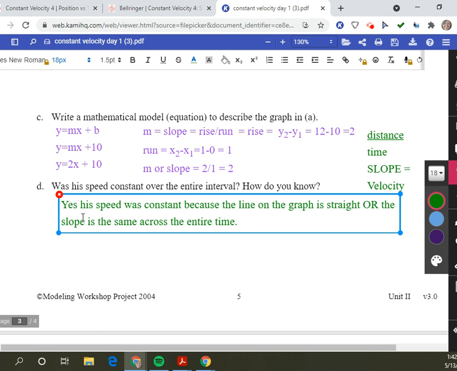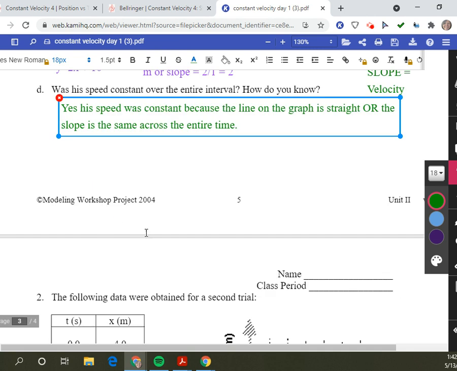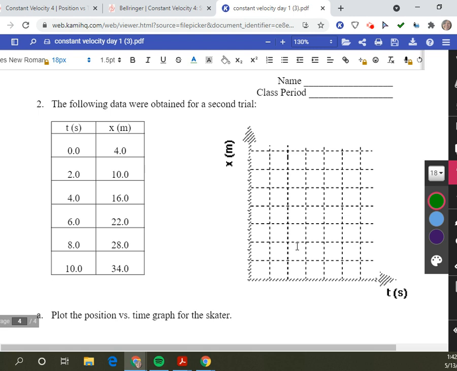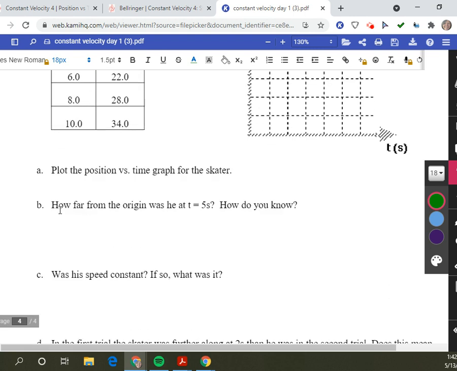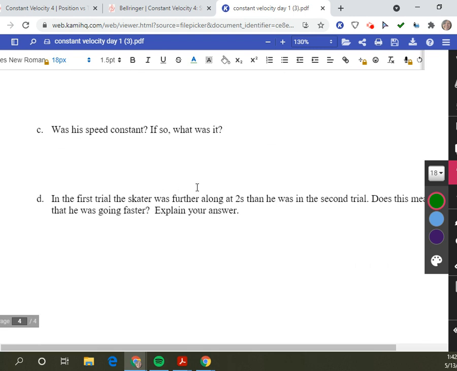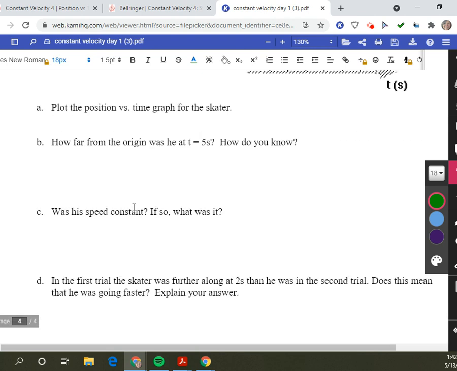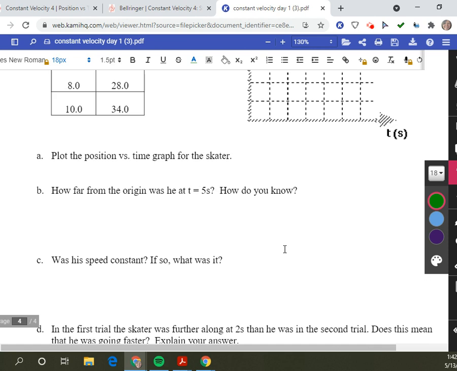All right, so that was page 3. I want you to do page 4 on your own. Now, check this out. It's very, very similar. You're going to make a graph. You're going to answer some questions about the graph. The good part is it doesn't actually ask you about the slope again. So answer these few questions, and we'll come back to that concept of slope tomorrow.